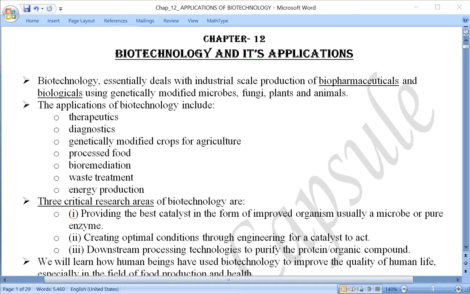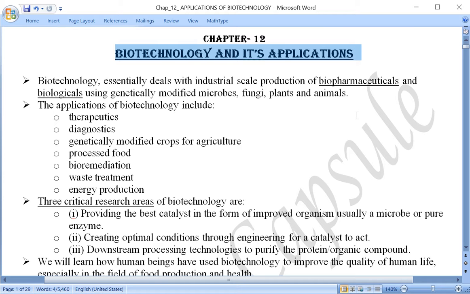So this kind of topics or this kind of uses we have to discuss in this new chapter, that is chapter number 12. Chapter number 12 is talking about what? Biotechnology and its application. You know application का मतलब क्या होता है? यूज करना. Means what?